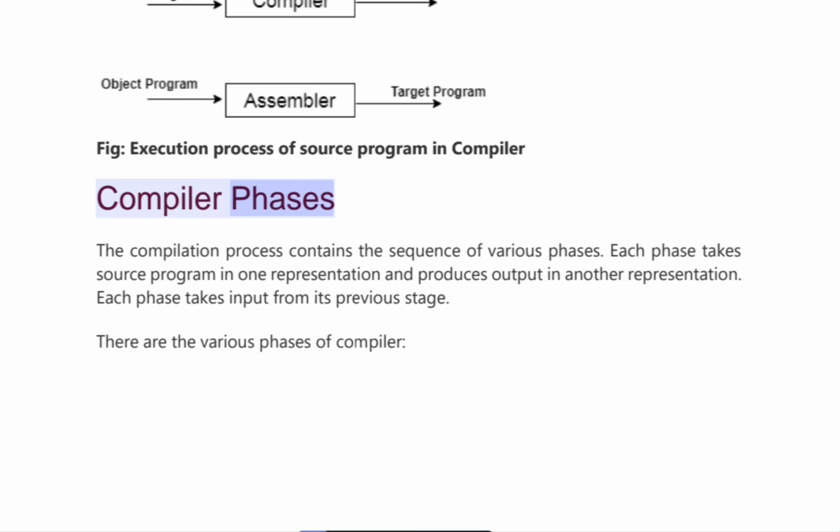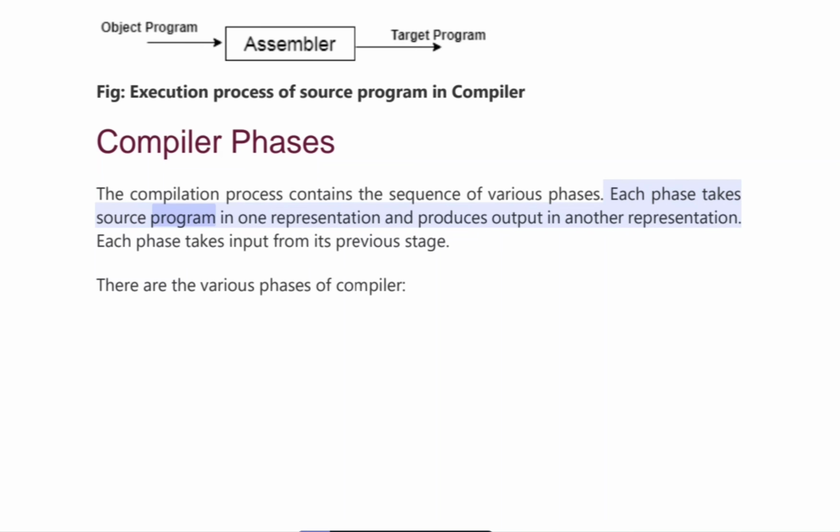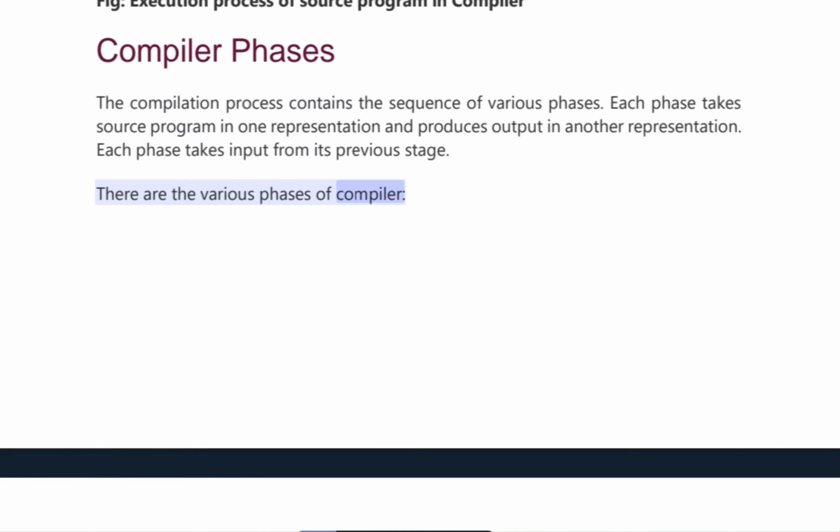Compiler phases. The compilation process contains the sequence of various phases. Each phase takes source program in one representation and produces output in another representation. Each phase takes input from its previous stage. There are the various phases of compiler.